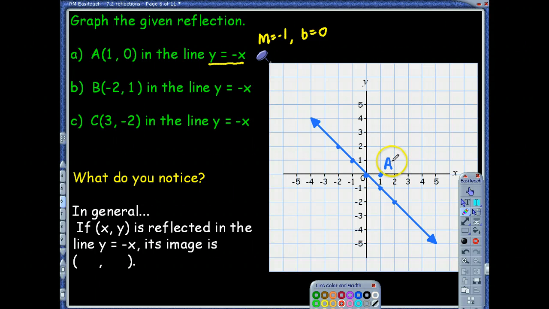Would go up 1, to the right 1, but that goes away from the line. We want to go across it. So maybe down 1, to the left 1. Yeah, because that's 2 negative moves. That'd make it positive too.